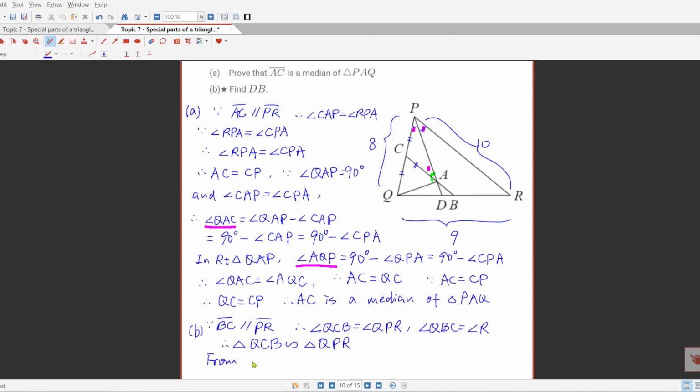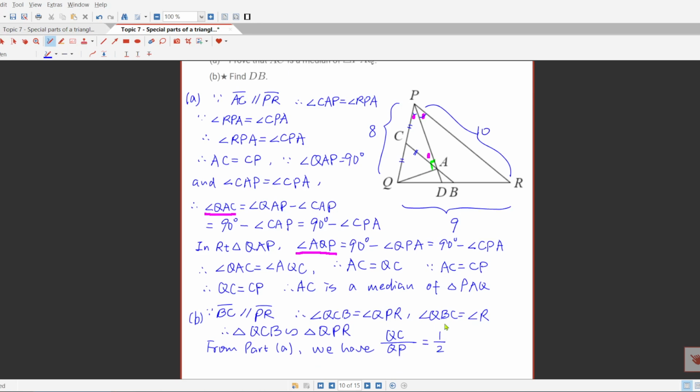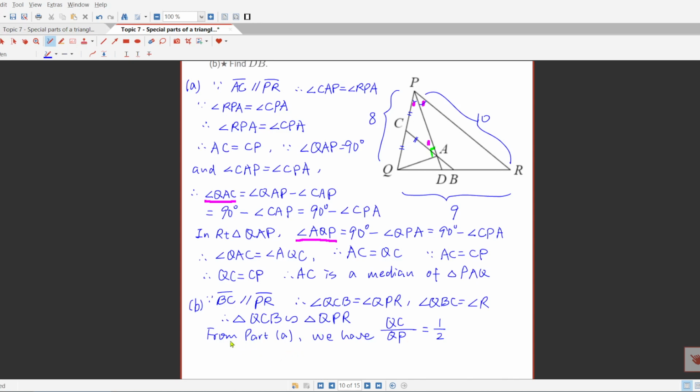So from part A, we have QC over QP equals 1 over 2, right? We have already proved this. And then according to the similarity, we have QB over QR equals QC over QP, which is also 1 over 2, right? Therefore, we have QB equals 1 over 2 of QR, which is 9 over 2, right?